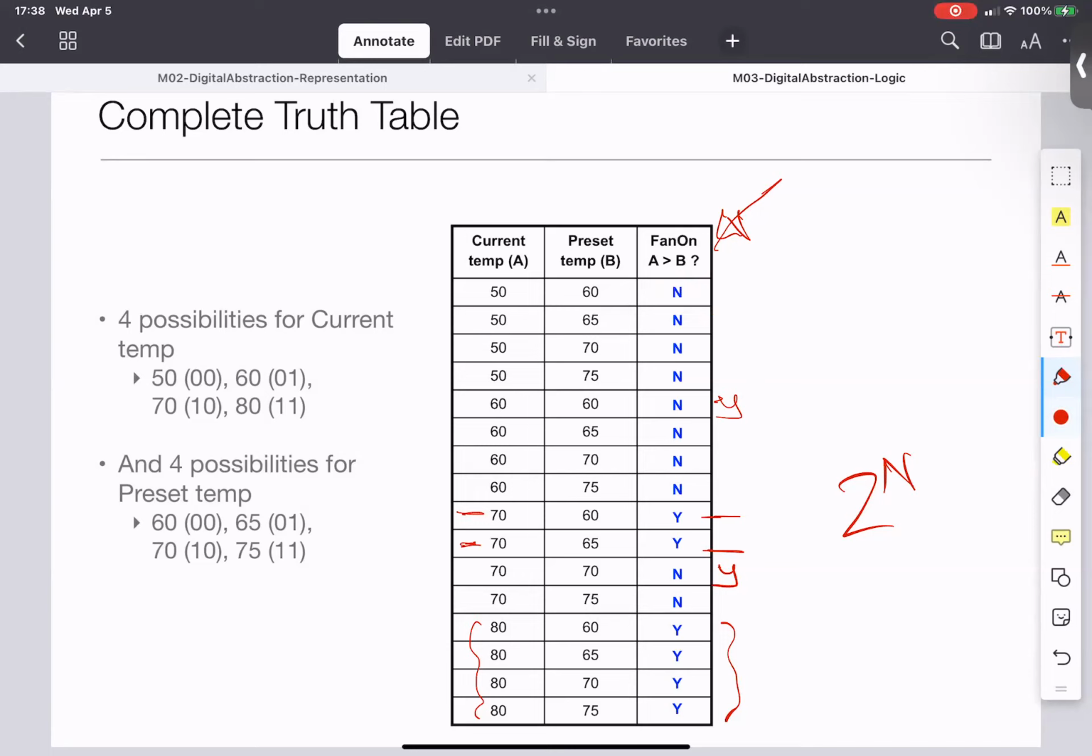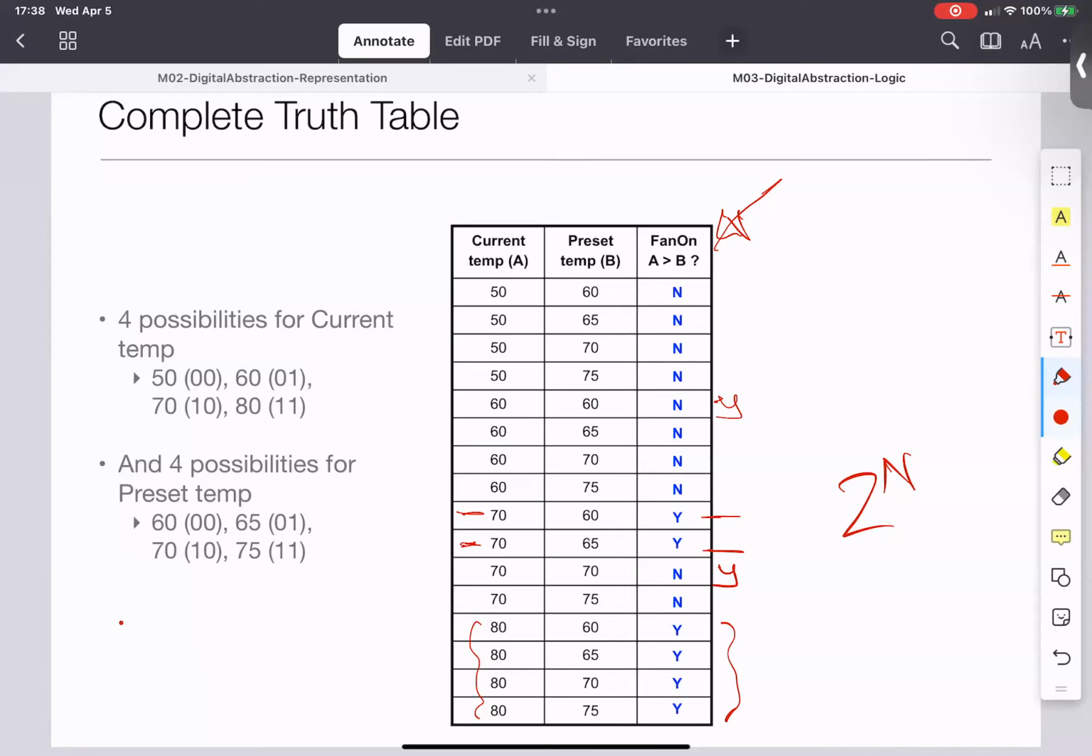Okay. And we just talked about that if I have n bits of input, then I have 2 to the power n rows. So if I have a digital combinational system function with n input bits, then how many distinct digital systems exist?